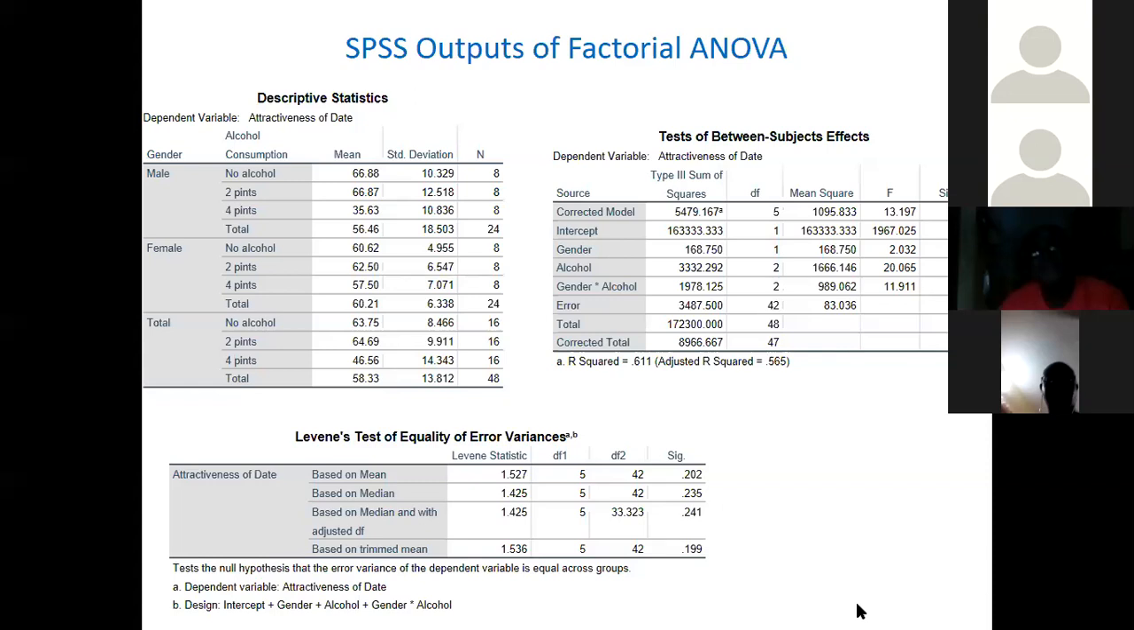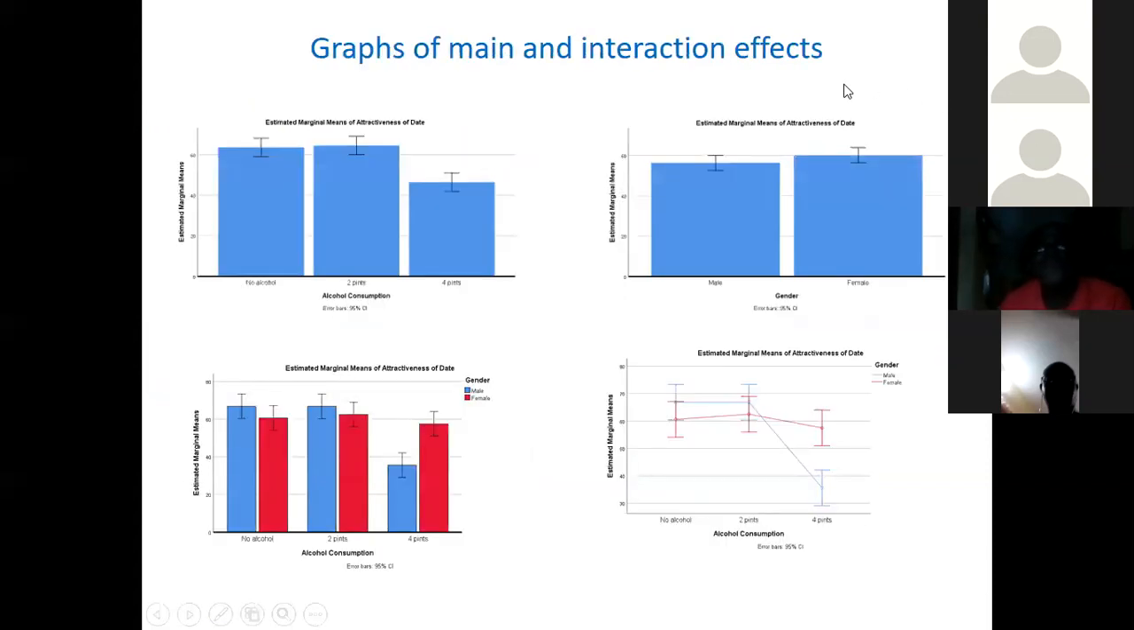Let me just go back there. Look at the graph, look at the interaction. Look at the first one. This first one is looking at the main effect of alcohol. Can you see? It is clear that with no alcohol and 2 pints, there's no much difference. But the effect is more when the person takes 4 pints. The attractiveness judgment is impaired with 4 pints.